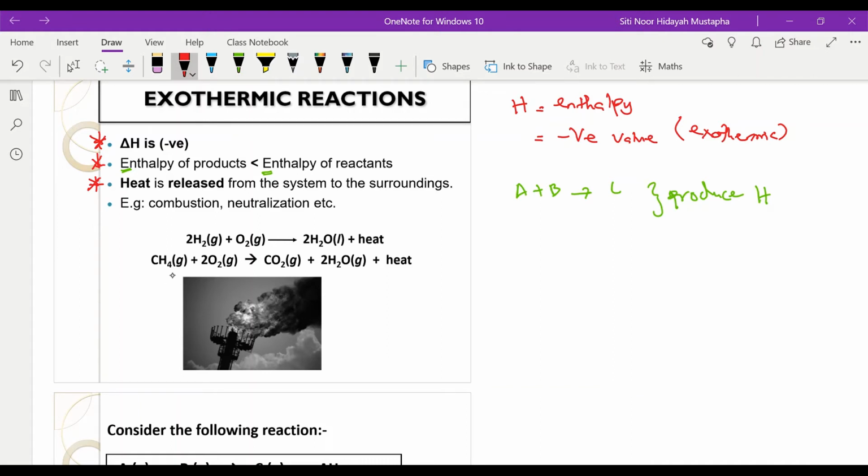Okay, the second one is combustion of methane gas. Alright, CH4 gas plus 2 oxygen gas will give you carbon dioxide and also water. You know that this phenomenon is a combustion. Combustion will give you an exothermic reaction. Exothermic reaction means you will release heat. So that's why the reaction of CH4 and oxygen will produce carbon dioxide, water, and also heat.